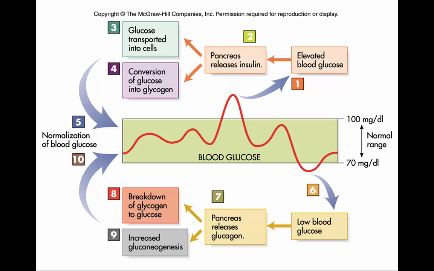So what it does is it tells your liver to break down the glycogen that we just stored, like last night after your meal up here, and it tells your liver to undergo this process called gluconeogenesis. And what this is, it's essentially making glucose from things that aren't carbohydrates. So it's converting things like amino acids, lactate, other nutrients into glucose.